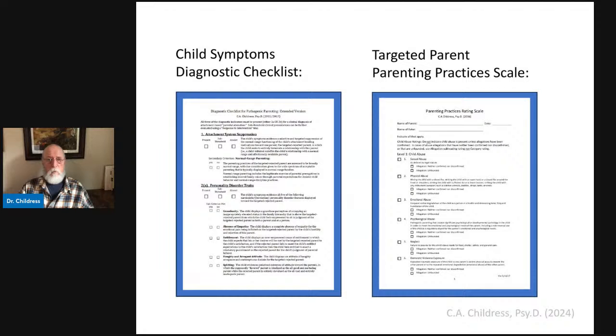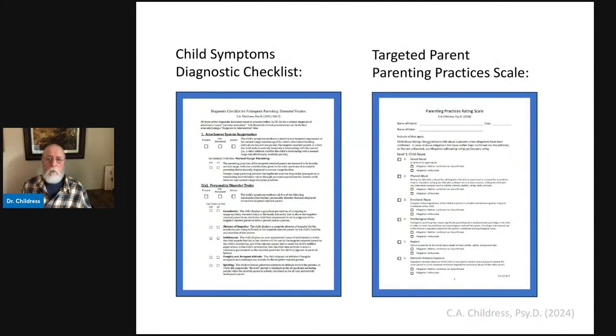So the child symptoms are documented on the diagnostic checklist. That's attachment suppression towards a normal range parent, 5 narcissistic traits or a phobic anxiety displayed by the child, and a persecutory delusion displayed by the child. The parenting practices rating scale categorizes the targeted parents' parenting practices in one of 4 categories based on your clinical judgment of either abusive range, severely problematic, normal range problematic, or normal range healthy.